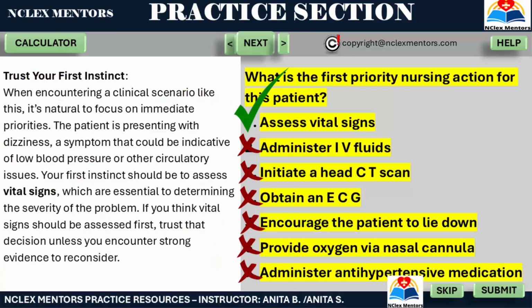Can you write the correct answer to this question? I will mention them at the end of this video. You can take your time or pause the video. Strategy to select the best answer.